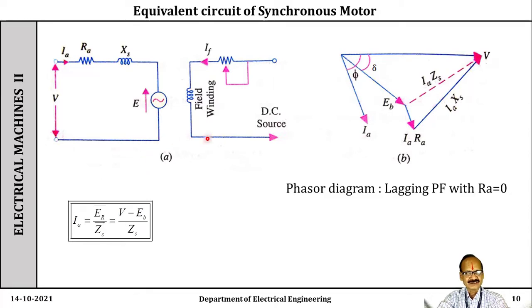And this is the rotor circuit, which is generally excited by the DC source. This rheostat is used to control the field current, or to vary the field current as per the requirement, or to vary the excitation system.